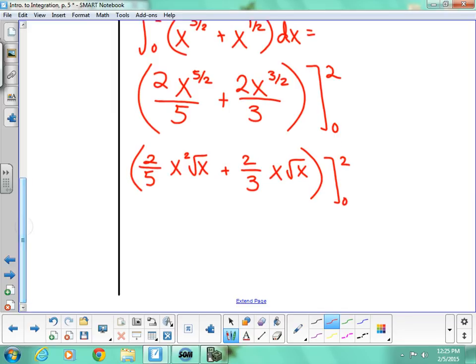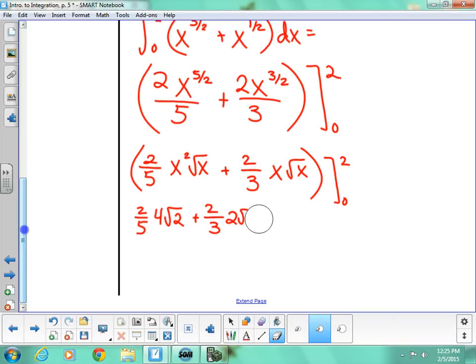So I end up with 2/5, 2 squared is 4, 4 root 2, plus 2/3, 2 root 2, minus, now I realize some of you can do mental math quite well. That's okay. Just be careful. It's going to bite you one of these days. Now I plug in 0, 0. I plug in 0, 0.